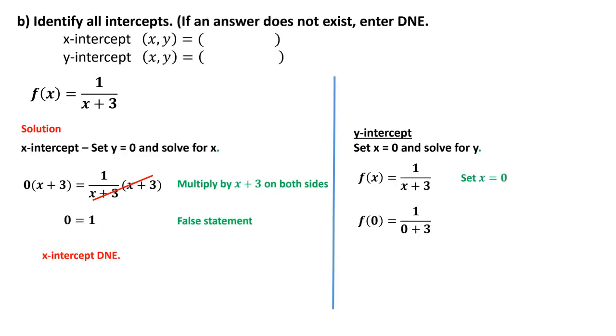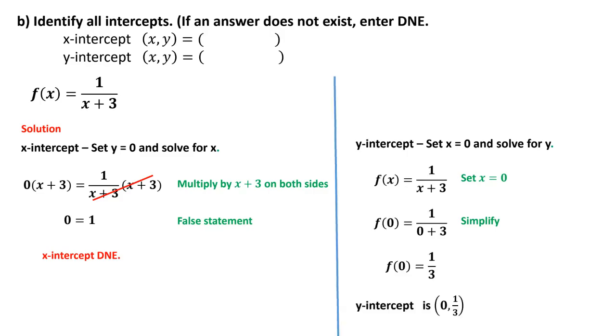Now for the y-intercept, we let x equal 0. So if I let x equal 0 here and x equals 0 here, then I end up with 1/3. So that's my y-intercept here.